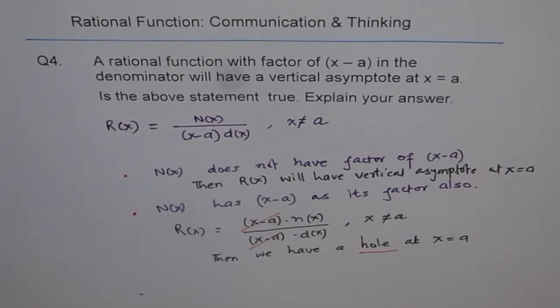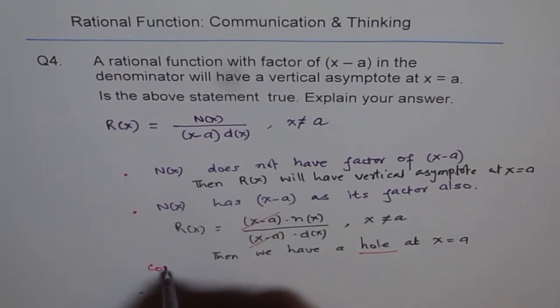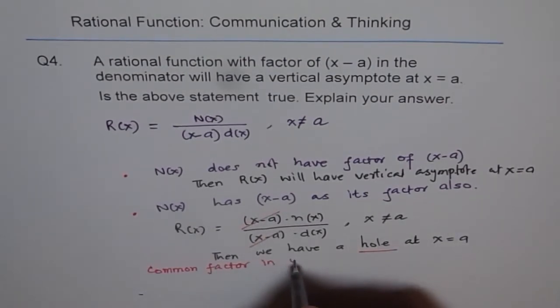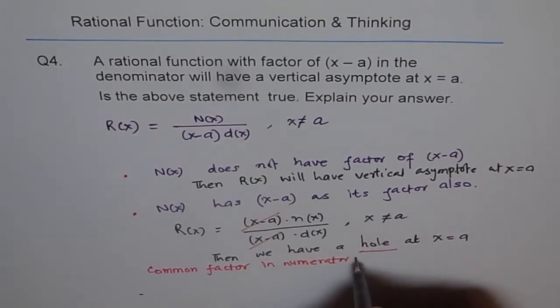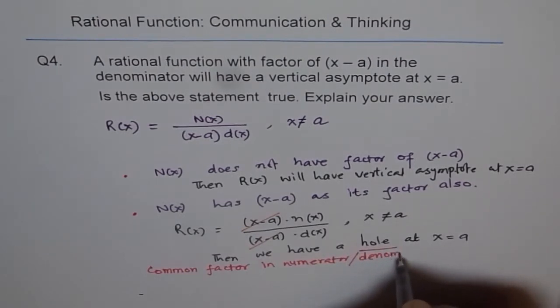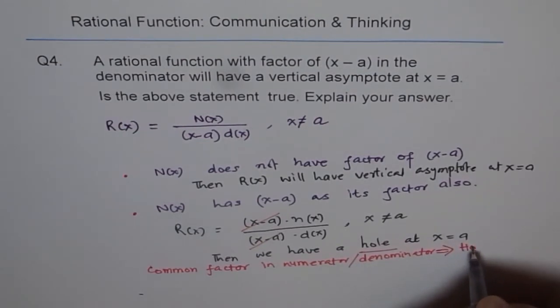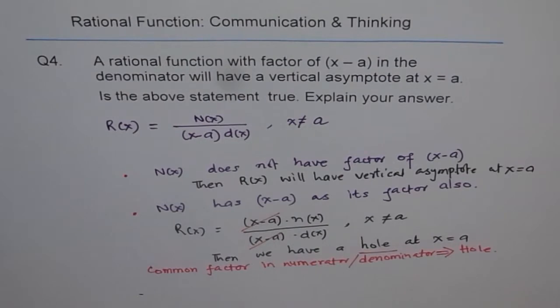So if we have a common factor in numerator and denominator, let me summarize it, right? Common factor in numerator and denominator gives us a hole, not a vertical asymptote. But if we do not have a common factor in numerator and denominator, then we have a vertical asymptote. Okay, I hope you all understand that, because this is a common mistake which I've been seeing for a long time. Thank you.